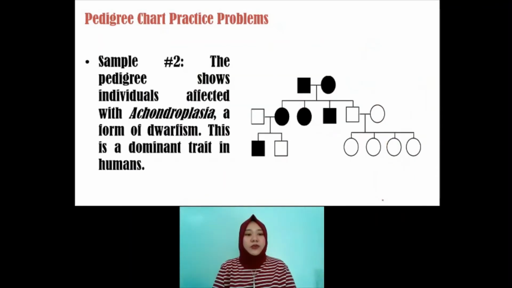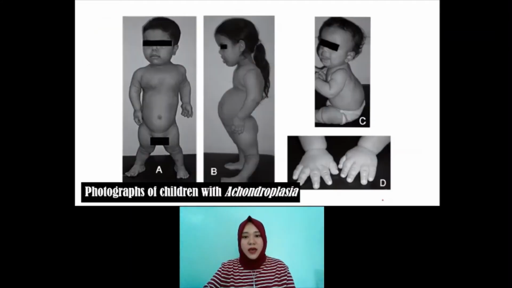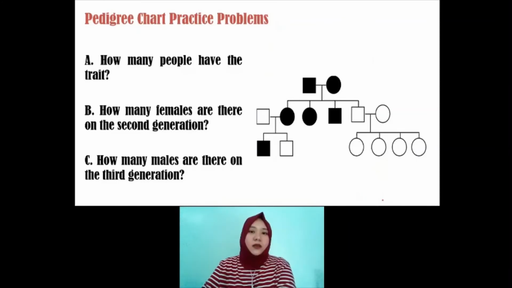Okay, sample number 2. The pedigree shows individuals affected with achondroplasia. It's a type of dwarfism. This is a dominant trait in humans. Okay? In this problem set, it's a dominant trait in humans. So this is how children with achondroplasia look like. As you can see, it's a form of dwarfism. Their growth is stunted, and there are some body structures or parts that are not developed the same way normal children have. Okay, so let's try to answer some of the questions.